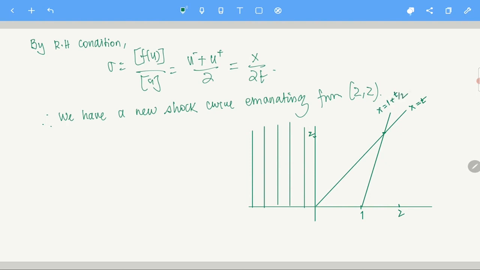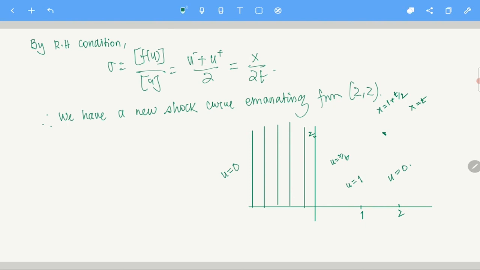Right, clear? Now here u is 0, clear? Here u is x by t, here u is 1, but from here there is an intersection at (2, 2). What do we do now? So both the lines are gone.